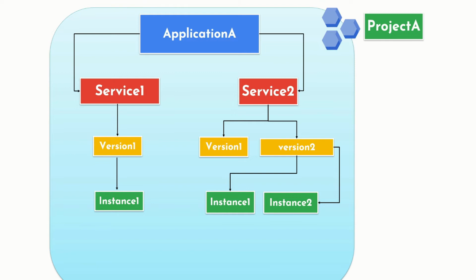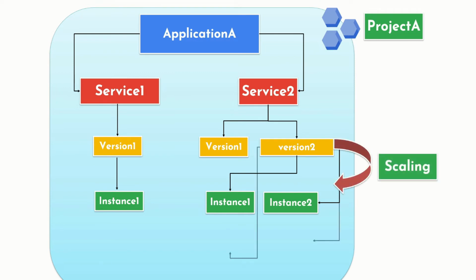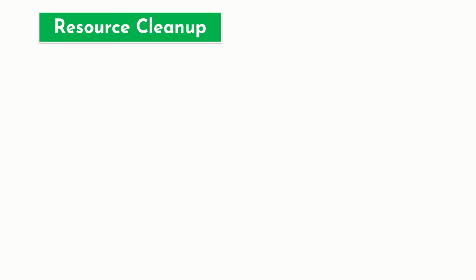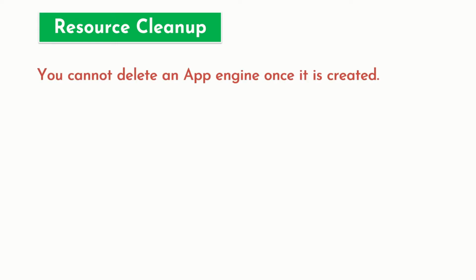Let's say a scaling event happens and the application needs auto scaling. Then new instances will be provisioned and the load will be distributed accordingly. So this is to make sure that you have high availability and fault tolerance whenever there is a spike in the traffic. Once everything is done, follow these steps to perform the resource cleanup.